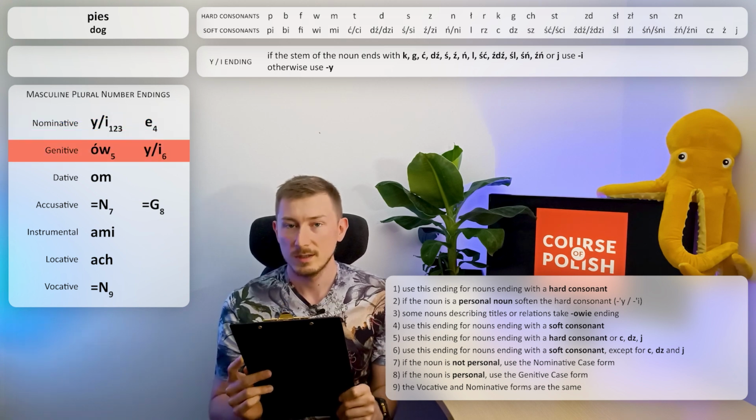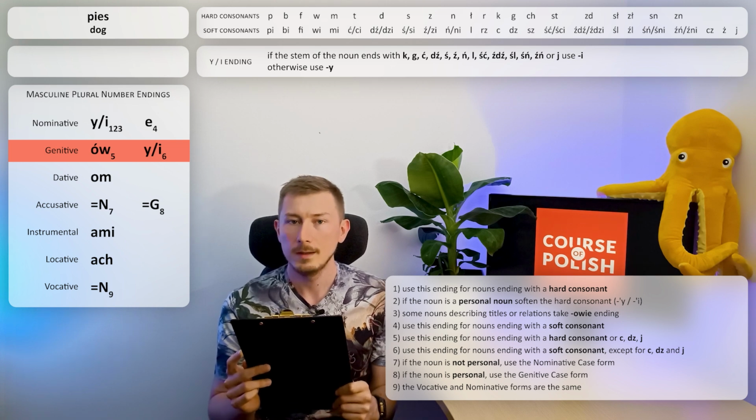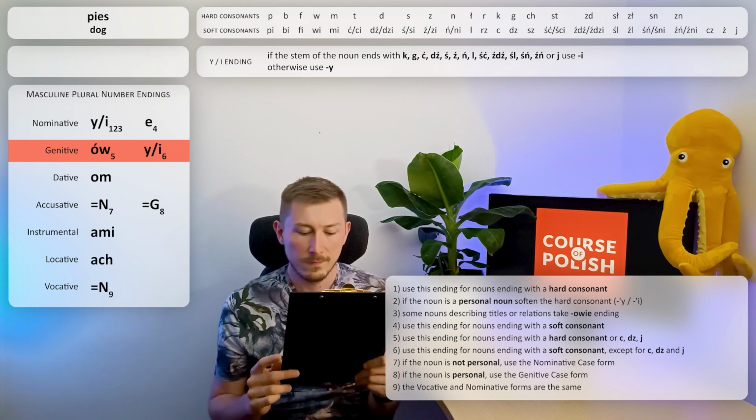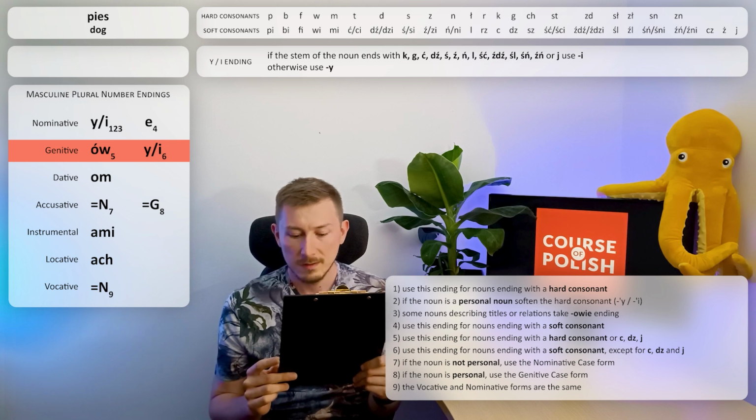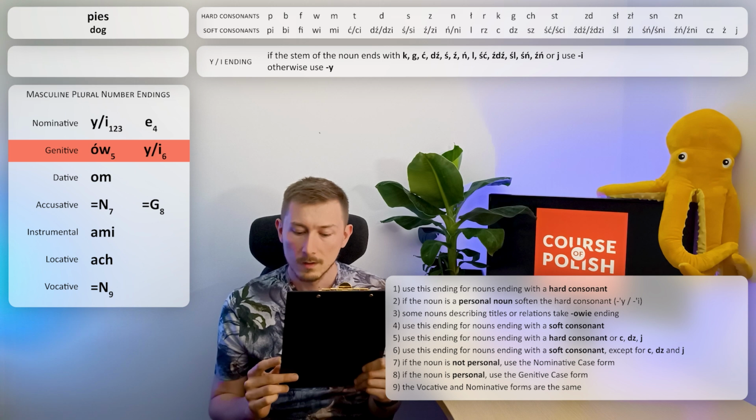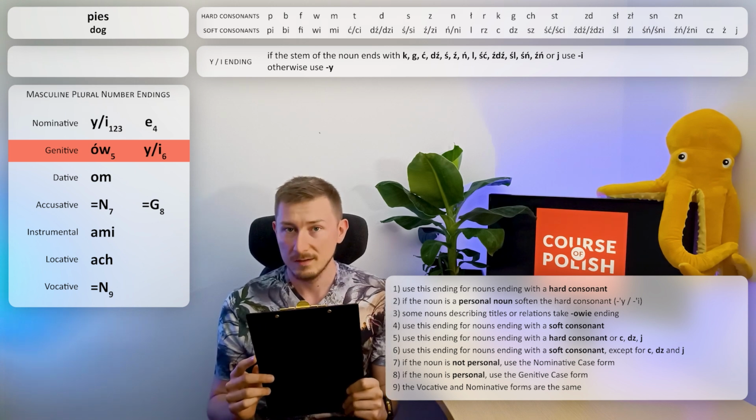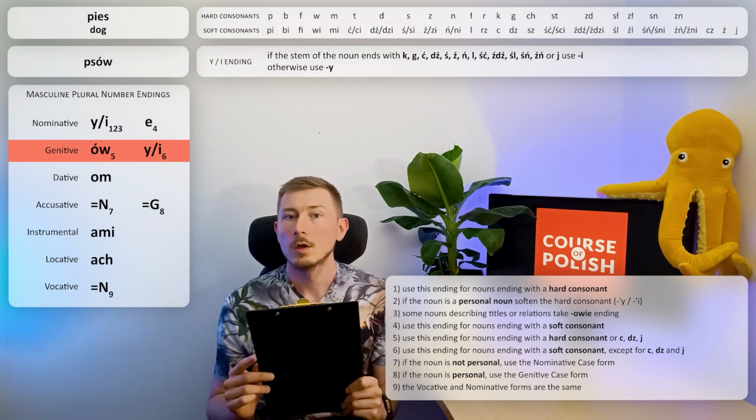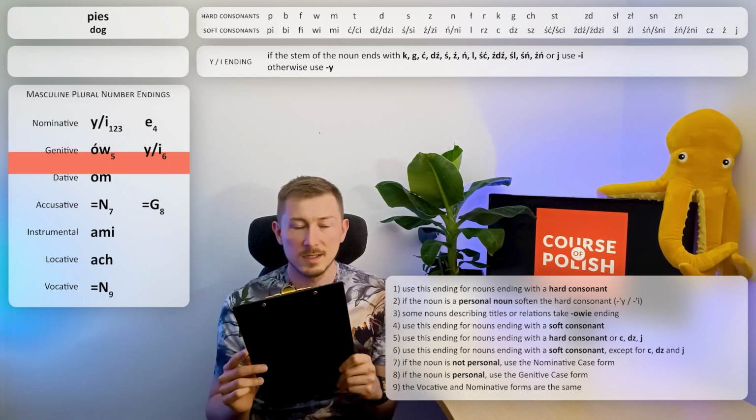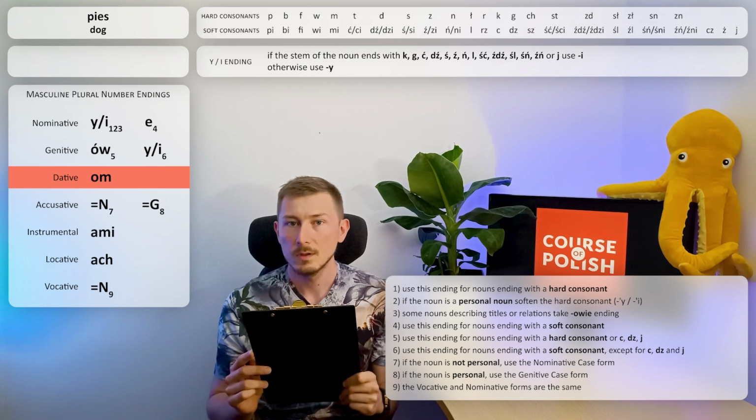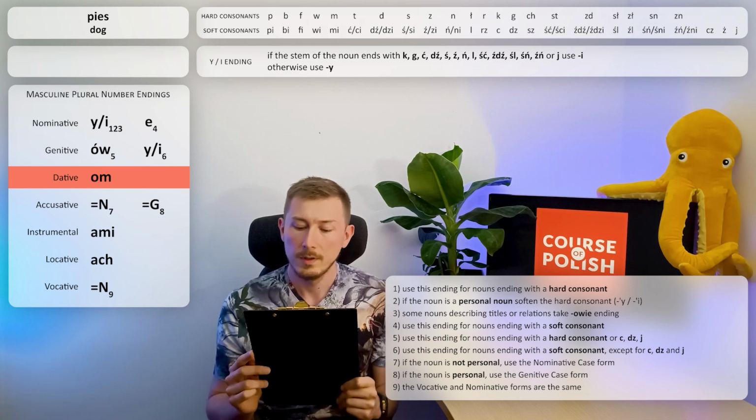Next case, genitive. Here we have two options, ending ów or ending I. Let's read the rule number 5. Use this ending for nouns ending with a hard consonant or cy, dzy, je. So our stem ends with a hard consonant, so ów is the ending that we should use. So the genitive will be psów, psów. Next case, dative. Here we have just one option, so the form will be psom, psom.